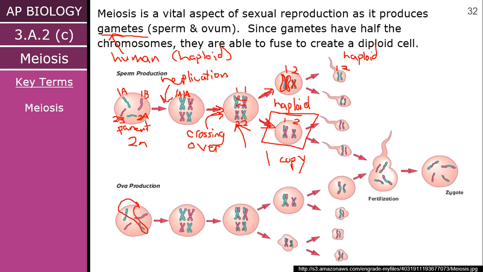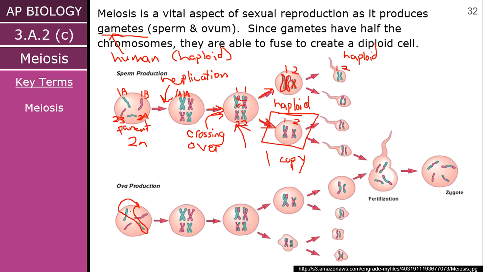So the same thing happens down here with ova or egg production. Up here with sperm production, the differences don't matter at this point when you're looking at a diagram as simple as this, because really the only differences that we care about for now are going to be sex differences, so the X and Y chromosomes. So just bear that in mind for now.